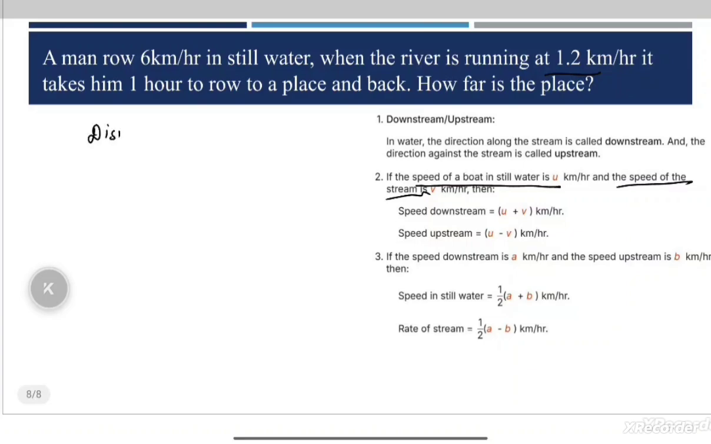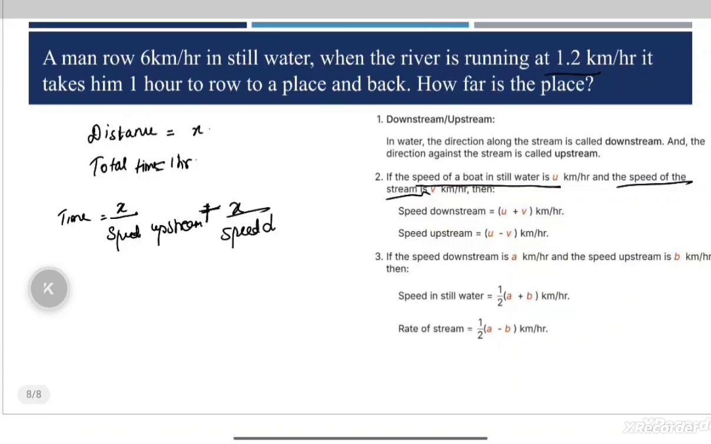It is the same problem we did earlier. We take the distance as x, and the total time to go and come back is 1 hour. Time is nothing but distance by speed. So x divided by speed upstream, plus, since the distance is the same when you go and come back, x divided by speed downstream, would be equal to 1, because that is the total time. So you have to find the speed downstream and speed upstream.